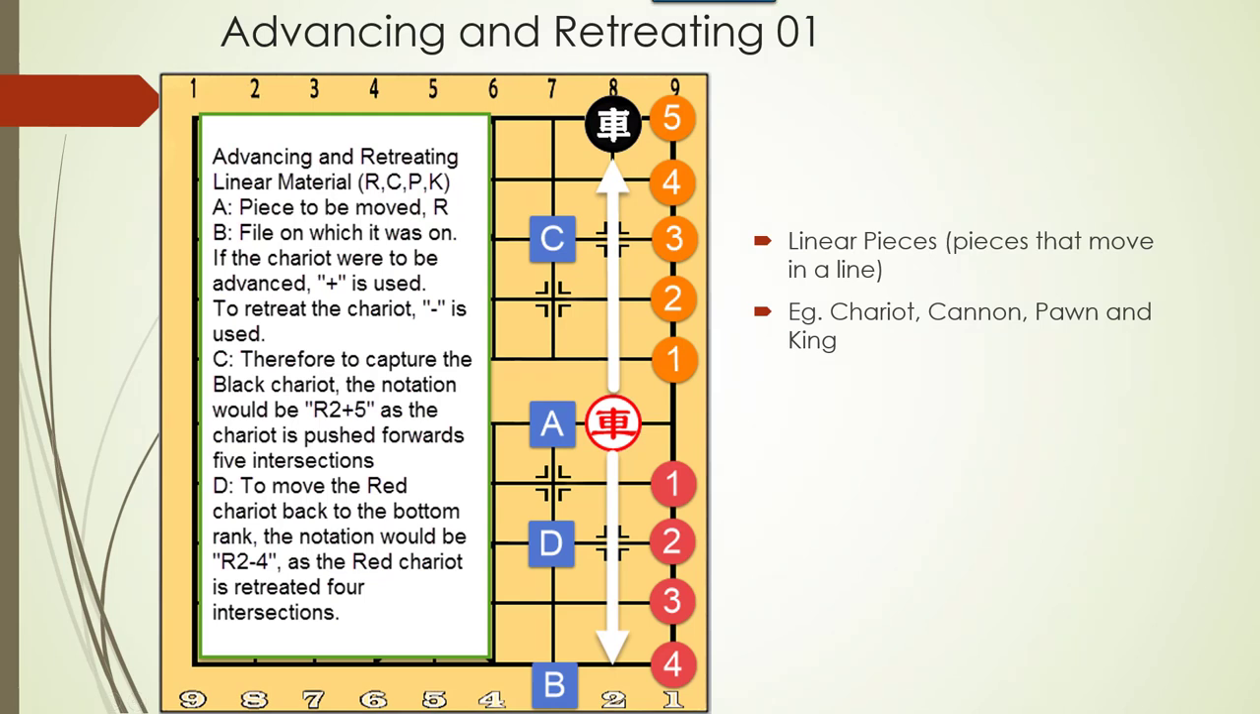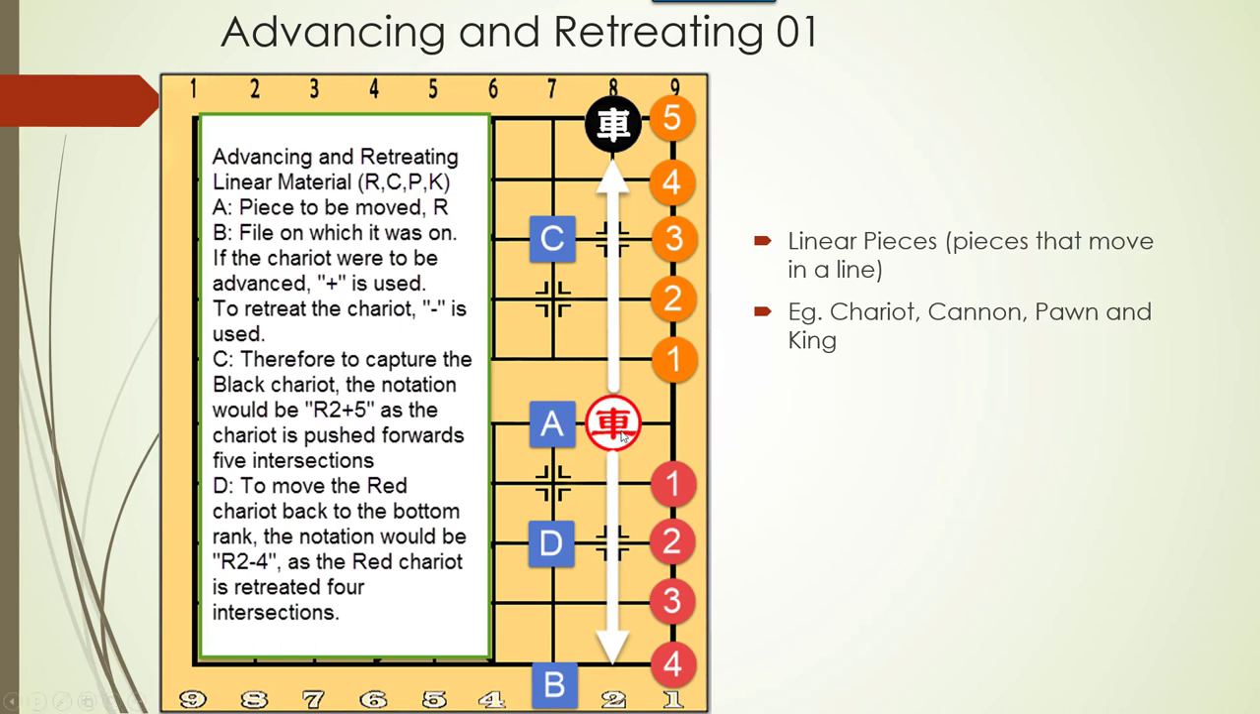Okay, in the next section, we will be discussing the notation for advancing or retreating a linear piece. Okay, a linear piece will refer to the chariot, the cannon, the pawn, or the king. Again, the same formula for the notation is used.